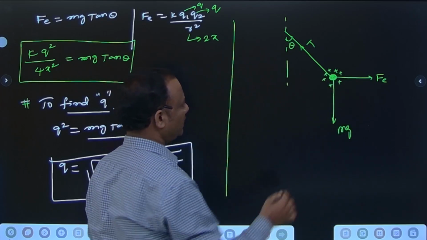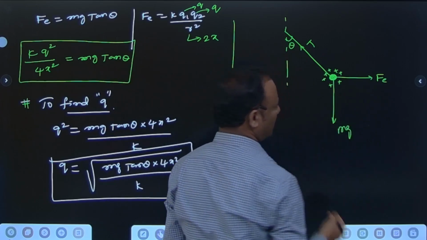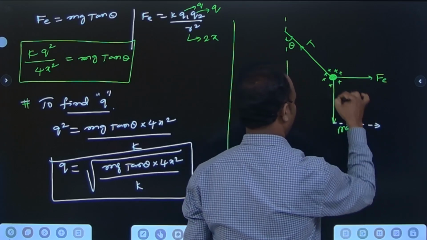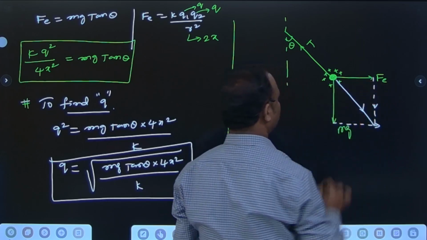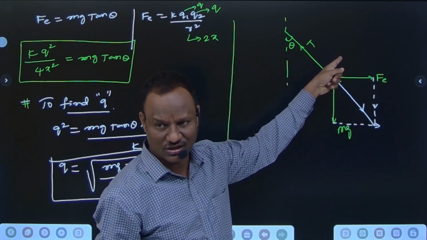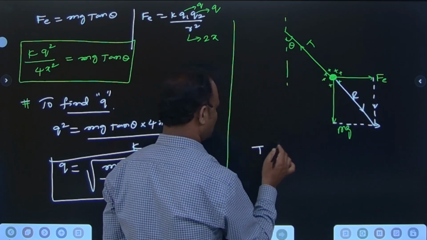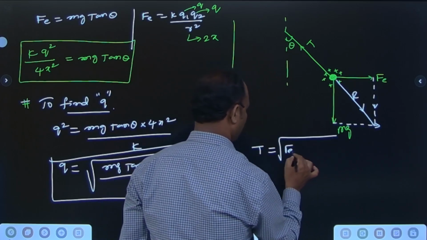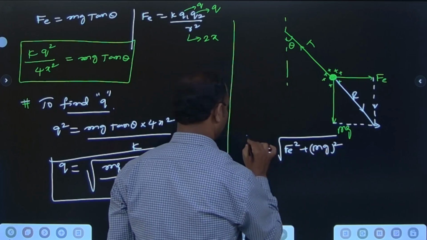Now, this is the resultant of these two. How do you take the resultant? Parallel to this, draw a vector; parallel to this, draw another vector. This gives the resultant. The resultant is balanced by T only, the tensional force. So T is equal to the square root of Fe square plus mg square.